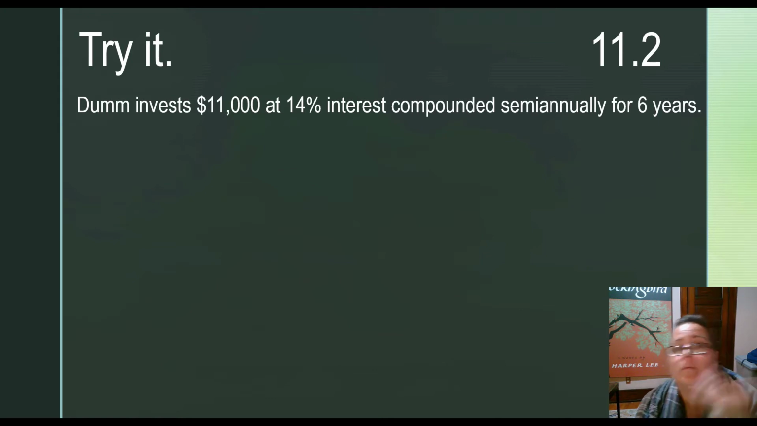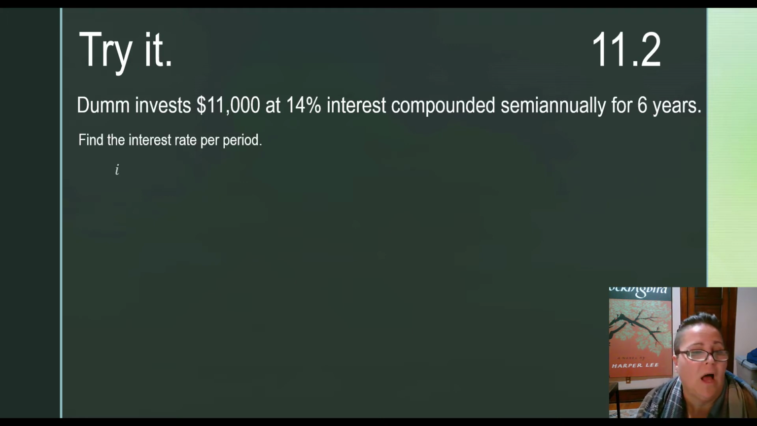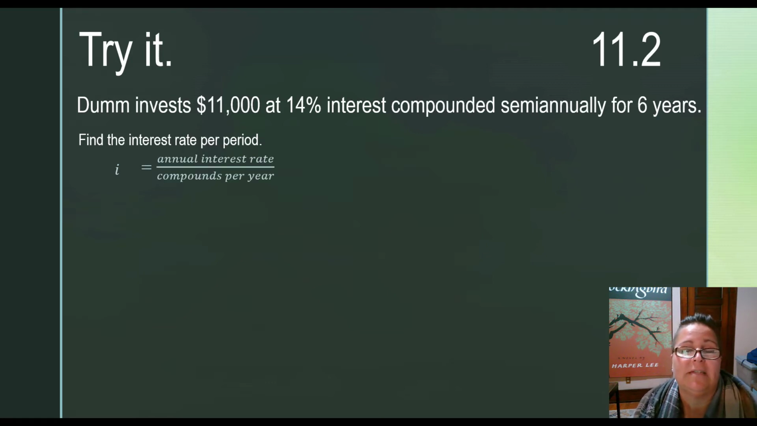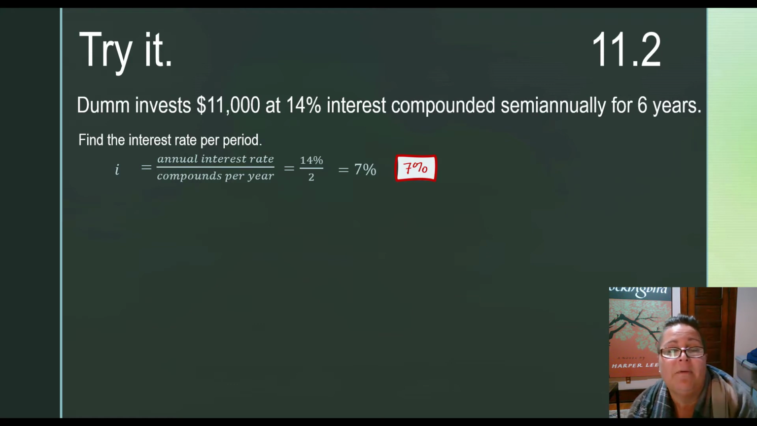Okay, so if you've got that now, let's continue on. We've got to find the interest rate per period. The interest rate per period is the annual interest rate divided by the number of compounds in a year. This is a 14% interest rate and semi-annually, which gives us 2 compounds in a year. So we're looking for 7%. So we're going to go across the top of that table and find 7%.